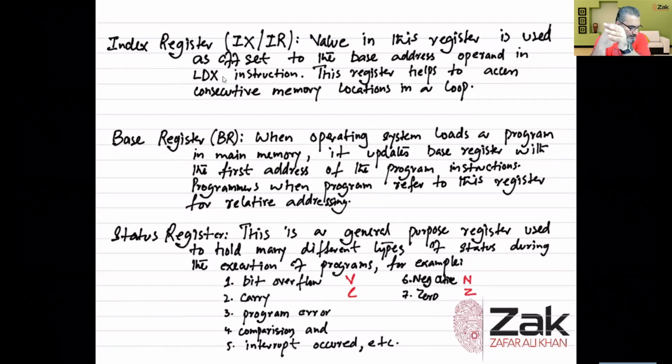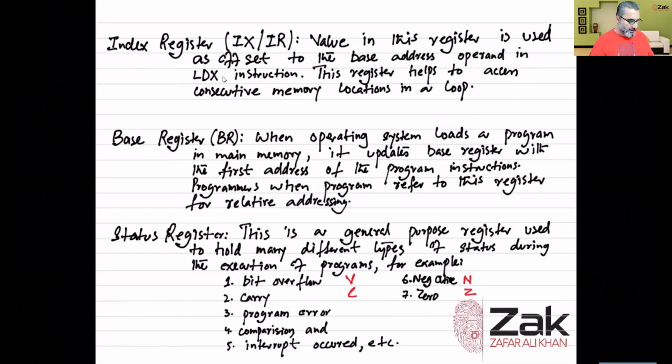All right. So we have the parity flag as well, and there are so many others, so just leave it out. So the status register, as far as the definition is concerned, is a general purpose register used to hold many different types of status during the execution of a program, and that execution is nothing but the logic and arithmetic operations.